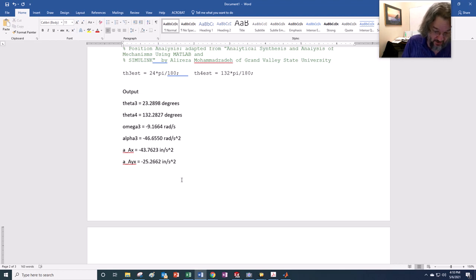We have to turn that other one, though, into radians per second, because right now it's in degrees per second and degrees per second squared. But here you go. Here's the x, 43.76 inches per second squared, and y is negative 25.27 inches per second squared.